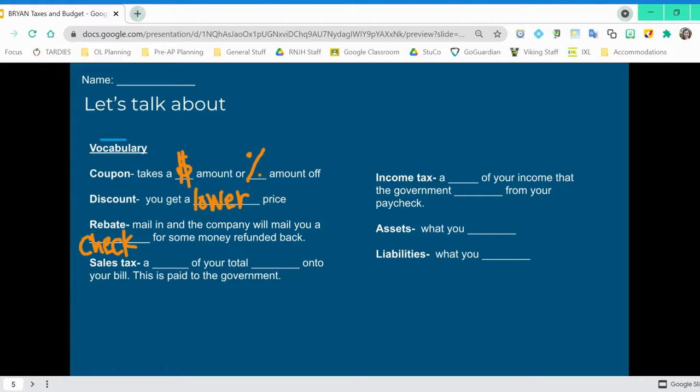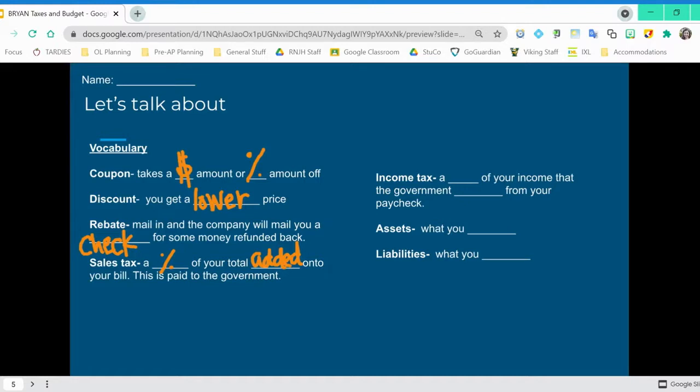Sales tax is a percentage of your total added onto your bill. So on your receipt at a store, if you look at the receipt when you check out at 7-Eleven buying some Takis or whatever, it'll say the total. The subtotal is what it's usually labeled as, and then it'll say how much the taxes are, or the sales taxes, and then it'll have another number that's your grand total, and that is going to be what you get when you add your subtotal plus your taxes. So your taxes are a percentage that are added onto your bill.